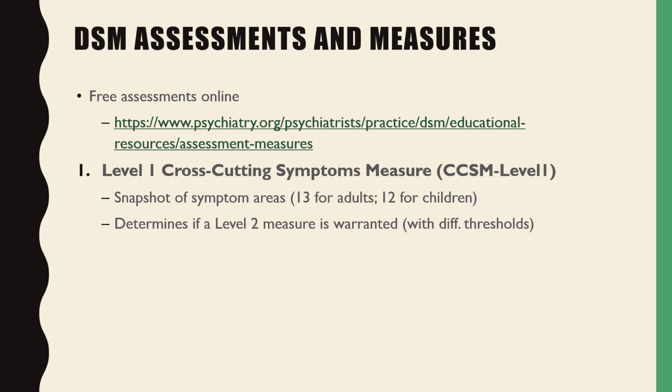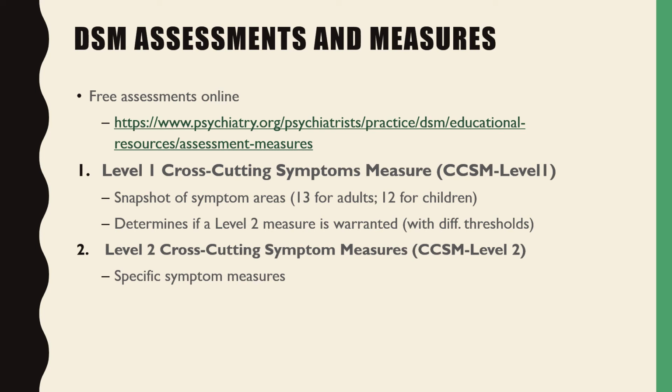There are 2 levels. Level 1 CCSM evaluates 13 symptom areas for adults and 12 symptom areas for children in a 14-day time frame. Level 2 CCSM evaluates individual symptom areas in a 7-day time frame. The highest score in each symptom area of level 1 determines whether a level 2 measure is needed. DSM created CCSM to capture who might need further assessment for all clients.